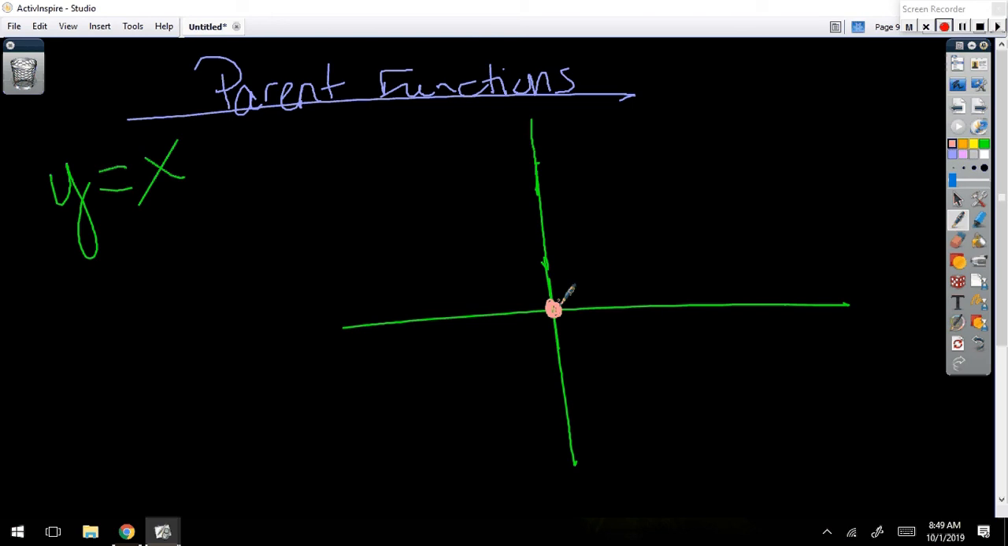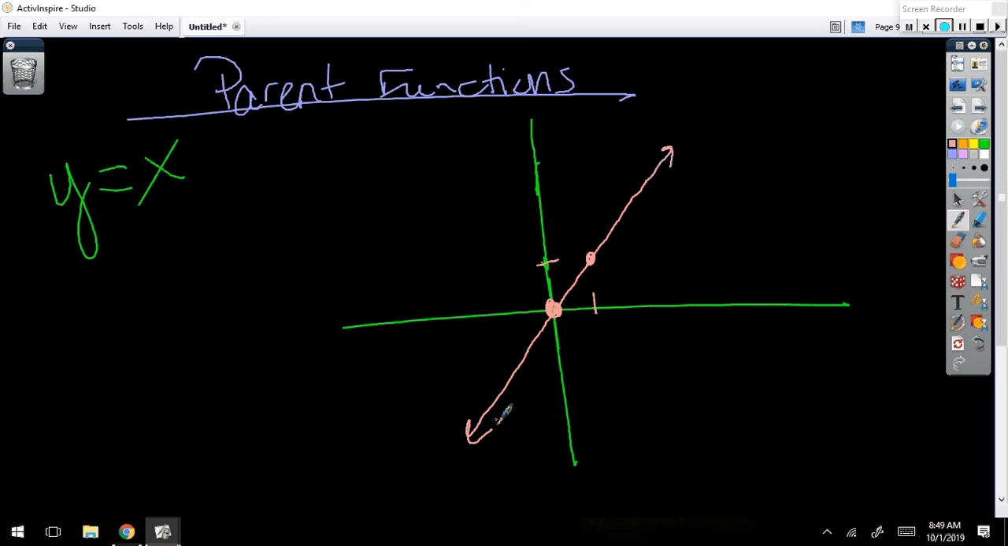Ooh, if y'all can't graph a line, y'all not going to do good in this chapter. You go up 1 over 1. It's the slope of 1. I just need 2 points, right? Because it's a line. What's the end behavior of this function?